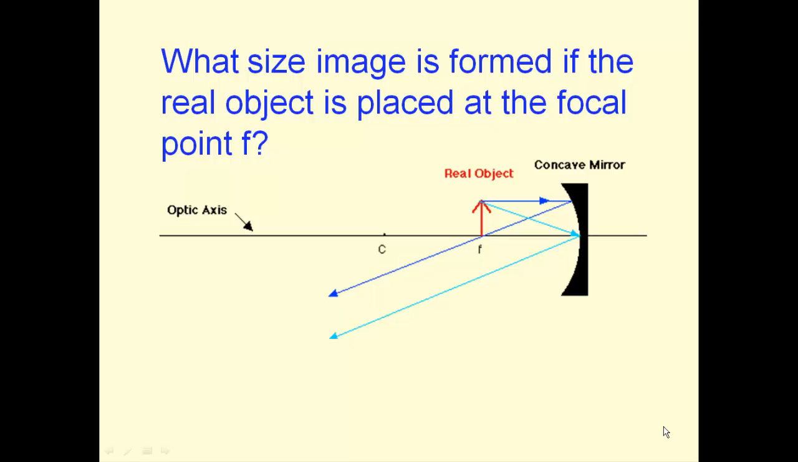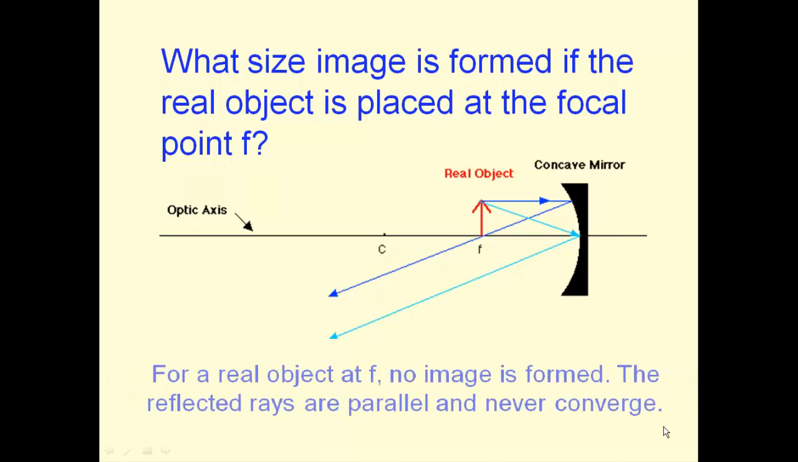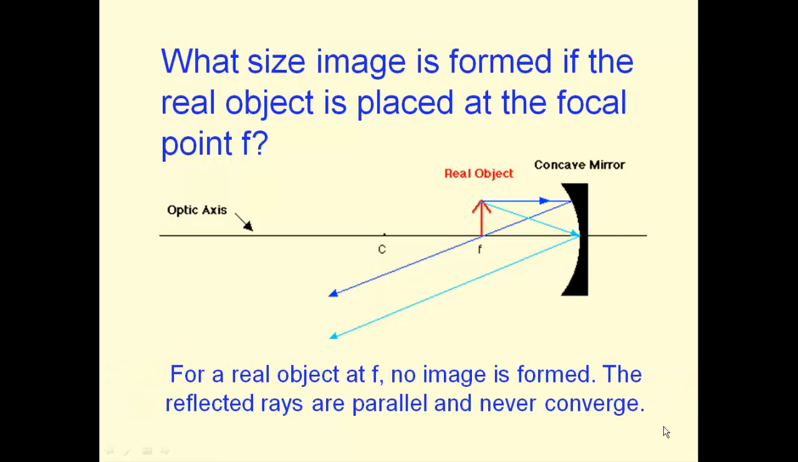So what size image is formed when a real object is placed at the focal point? This is the one that we had done on the board a couple times. And it makes sense that nothing is going to be there, because if you follow the lines, in order to go through the points that they need to go through, you're not going to get those two rays converging. And even in the mirror, if you follow back the reflected rays, they still won't cross, so you don't get an image.